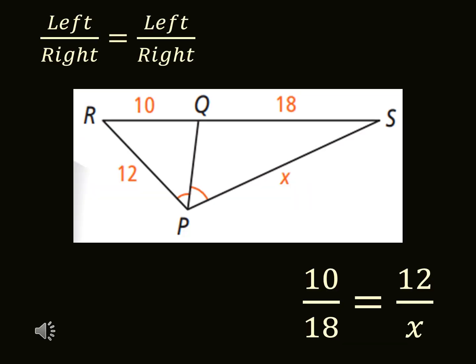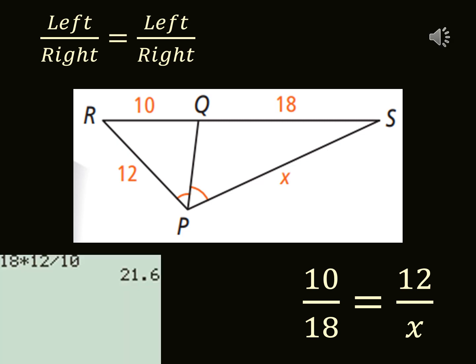And all we're going to do is make a couple of fractions. One of them I get from the sides of the triangle. One of them I get from the 2 parts of the top side. And each time I go in the same order, like left over right, left over right. That's why we've got 10 over 18 from the top, 12 over x from the sides of the triangle. And all we do to get the answer is just cross multiply. 18 times 12 divided by 10, and it turns out that x must be 21.6.